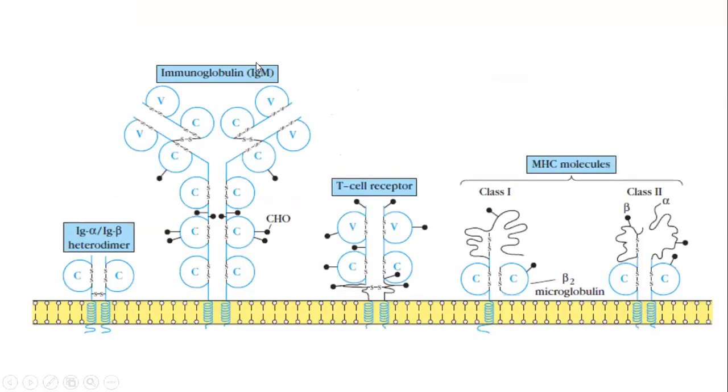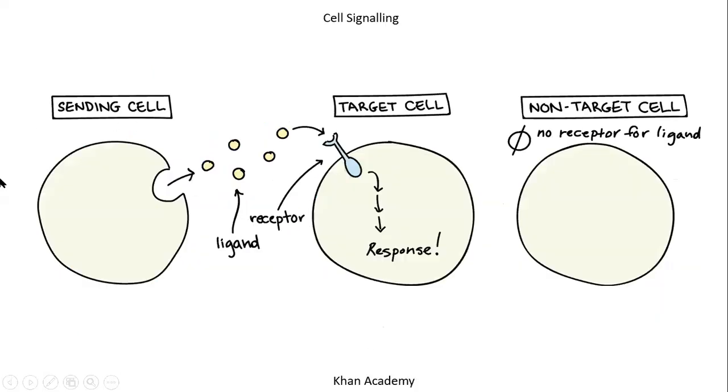basically saying that different cellular markers in terms of ligands and receptors are attached to the membrane. These are the antibodies, IgM and IgD. This is the T cell receptor coming from the plasma membrane. MHC molecule class 1 and class 2, these are their structures. Basically, it's important in cell-to-cell signaling.